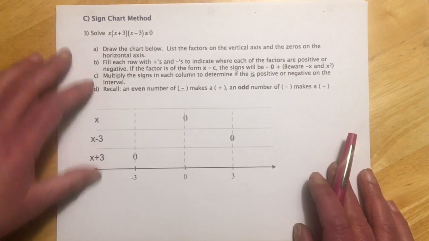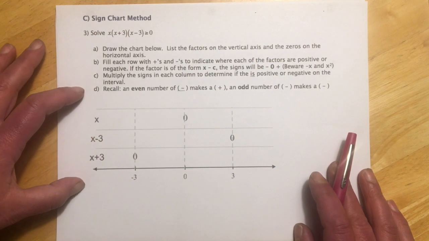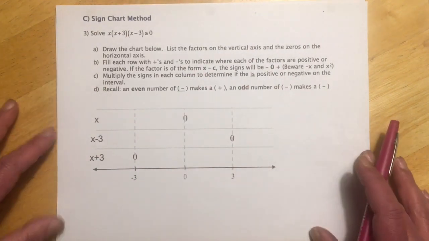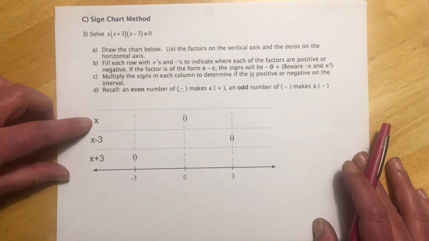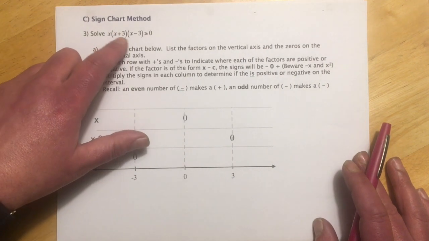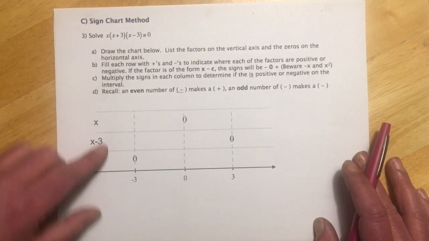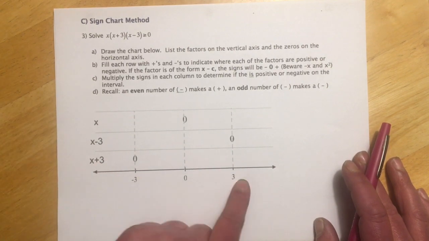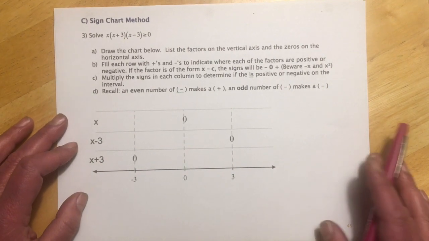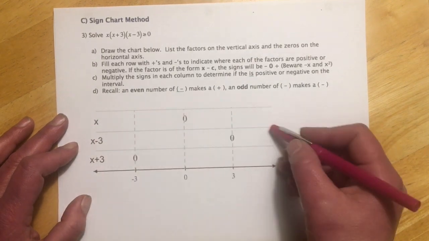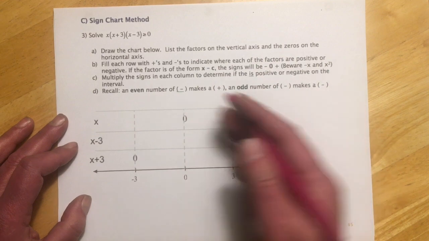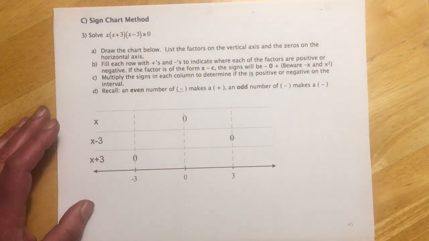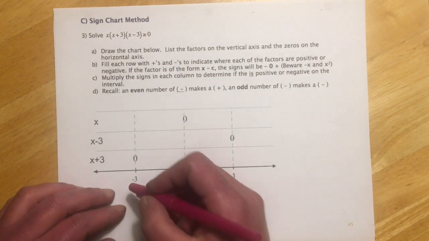So the way that we set this up, and I have one set up in the notes to help students get it organized the first time, we draw this chart. We list the factors, the x plus 3, x minus 3, on the vertical, and then the zeros that go with it on the horizontal. When I do this in class or on paper, I always draw lines, and I do little dash lines here just to help separate the intervals. It's just to keep it tidy.